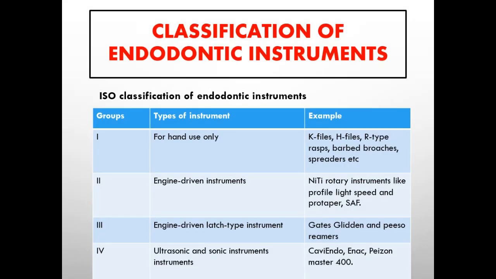And classification of endodontic instruments. ISO classification of instruments can be categorized into 4 groups: for hand use only, engine driven, engine driven latch type instrument, and ultrasonic and sonic instruments. Many a time in exams you may be asked to classify these instruments. For hand use, they can be K files, H files, R type, barbed broaches, spreaders. In engine driven, nickel titanium rotary instruments like ProTaper, SAF, and Gates Glidden and Peeso reamers are engine driven latch type instruments. And we have ultrasonic and sonic instruments.